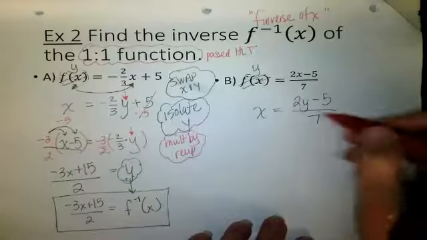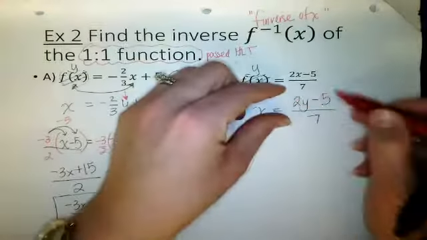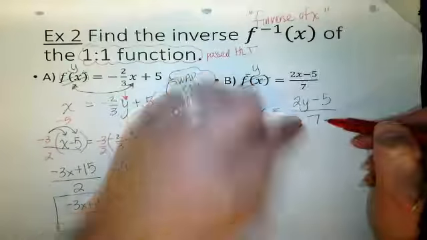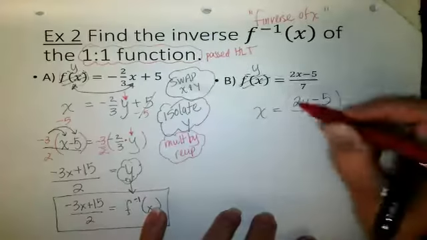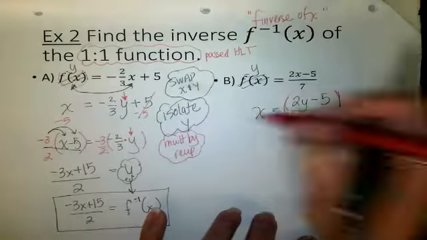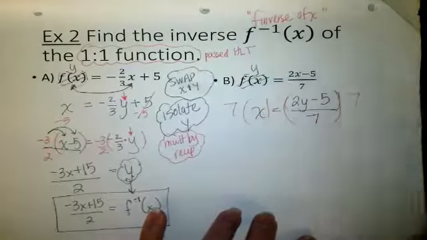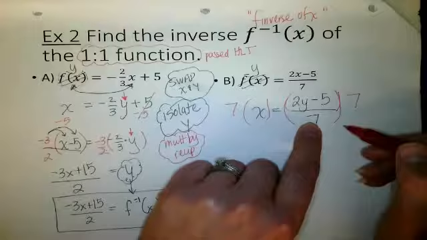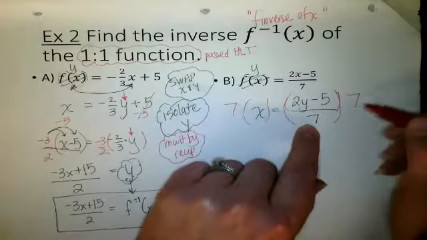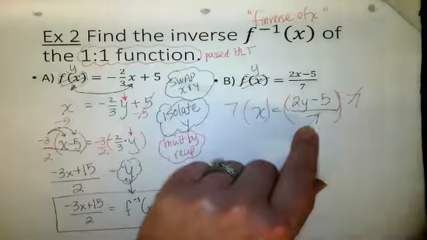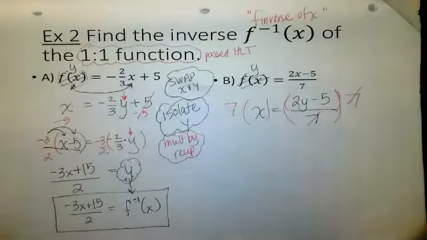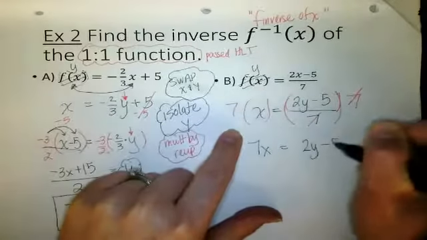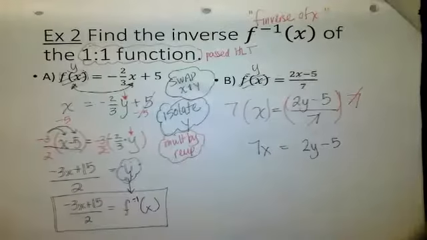There's a lot of things we could do, but right now all of this is being divided by 7. Can I get rid of that? Can I multiply everything by 7? So I'm going to multiply the whole right side by 7 and the whole left side by 7. What happens if the divide by 7 and the times by 7? They cancel. They undo one another. So on the left we get 7x equals, now we just have 2y minus 5. That's much prettier to look at.